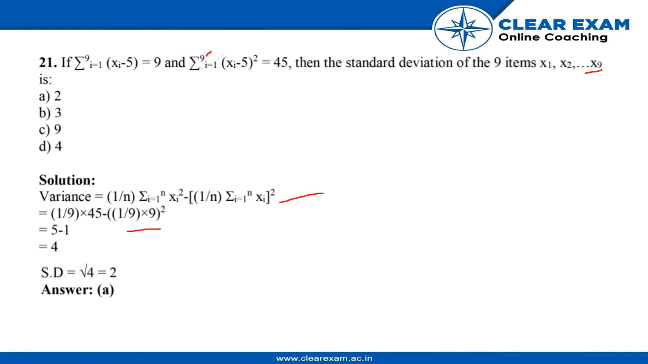After more simplification, we have 5 minus 1, which is 4. So standard deviation equals the root of 4, which is 2. Therefore, we will have the answer A, which is 2.